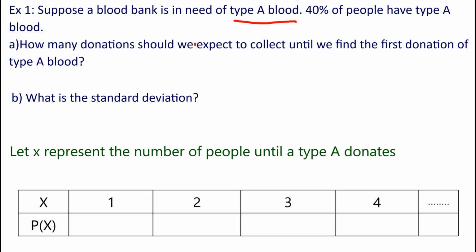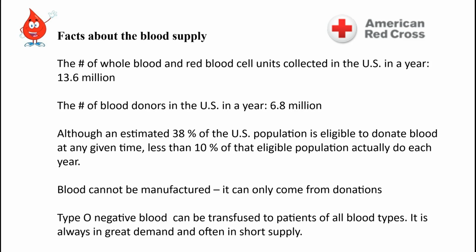Suppose a blood bank is in need of type A blood. 40% of people have type A blood. Before we go further, I'd just like to give you some basic information about blood donation because it's important.